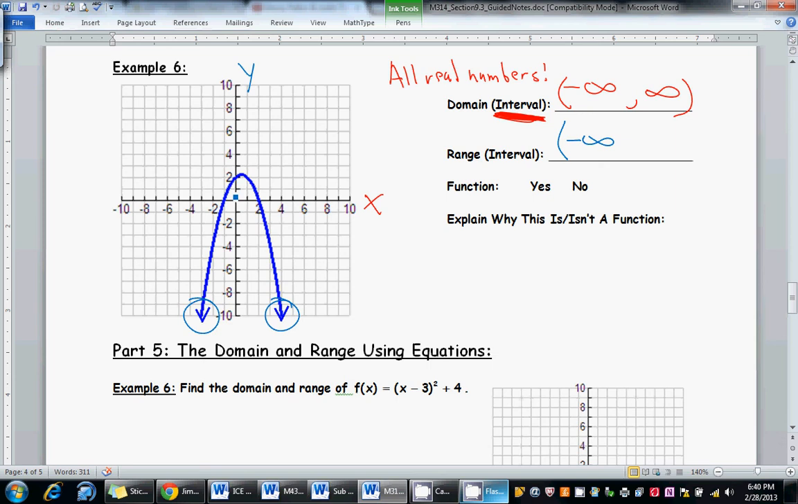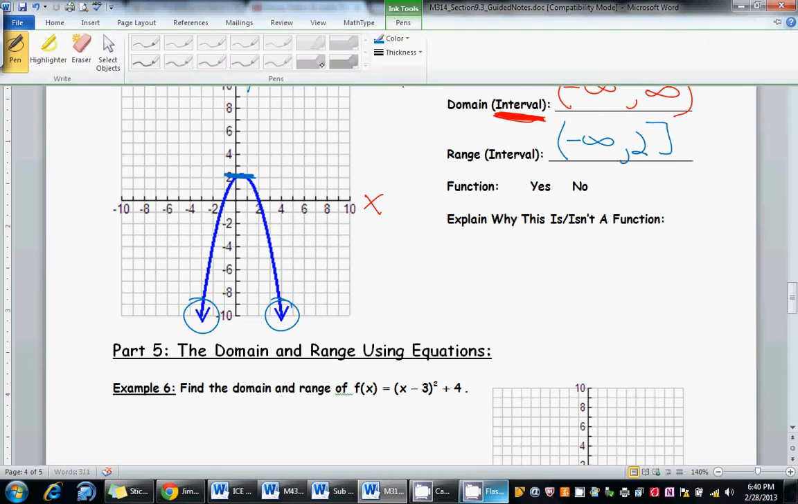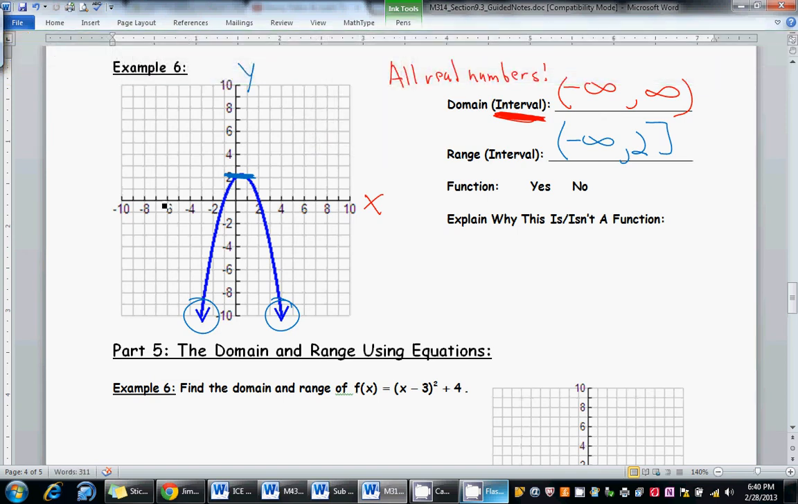So, range, what's the largest y value? Well, count them up. The highest y value is at that point right there, which is 2. And since that's included in my graph, it gets a bracket. Okay, so that's the domain and range. A little bit trickier than the previous ones. Arrows make all the difference here. If you've got arrows, you're money.